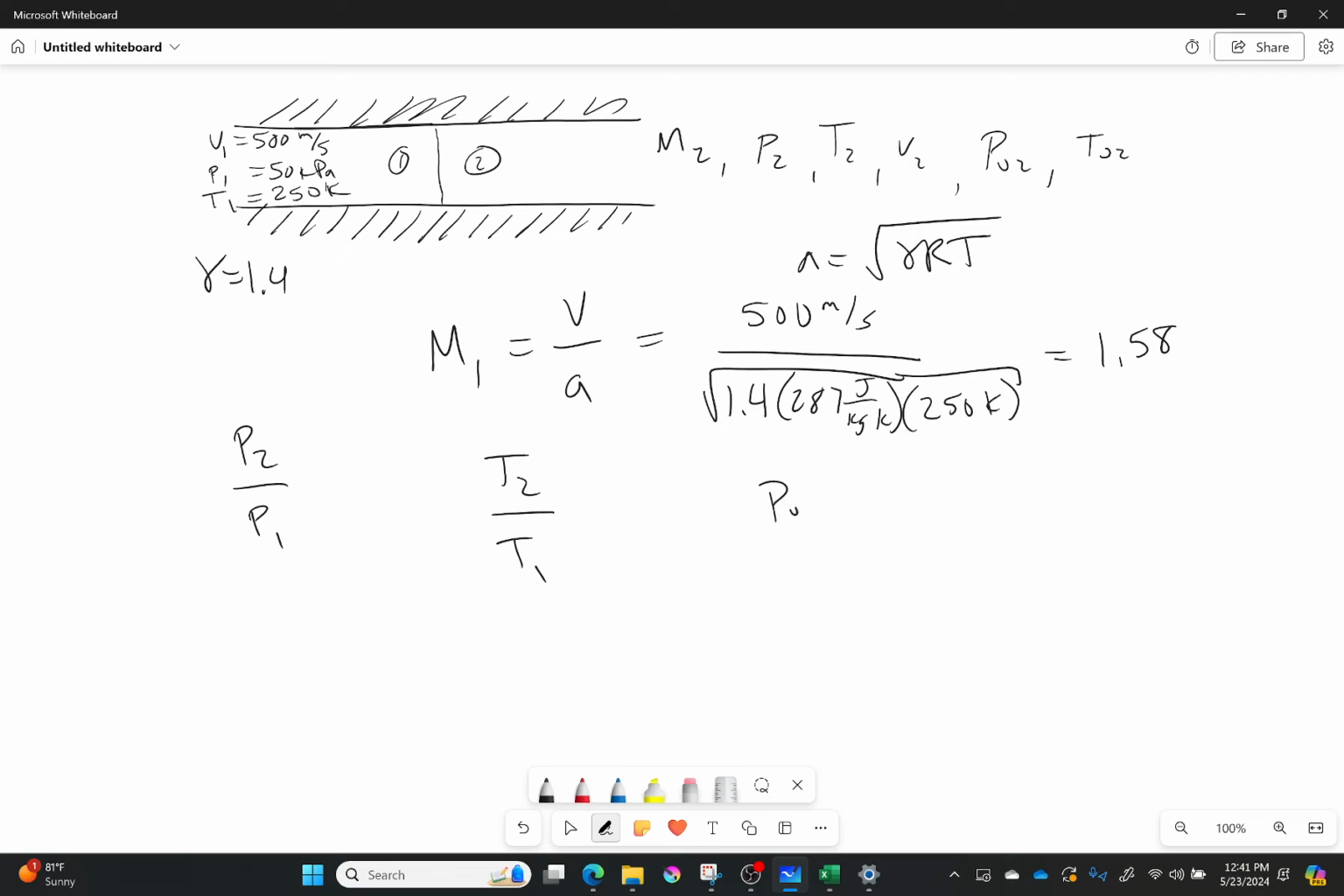We're going to want to know what P02 over P01 is, and we're going to want to know what T02 over T01 is. And I think all of those will be helpful to us. Are there anything that won't be helpful? No, at some point we're going to need all of those. Cool. So let's run to the tables now and figure out what it is.